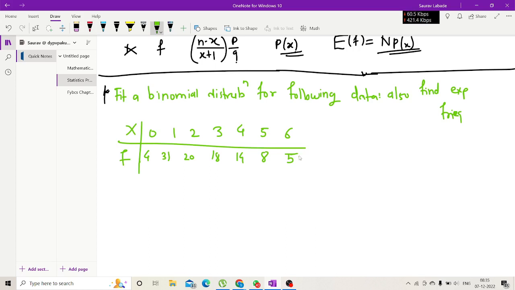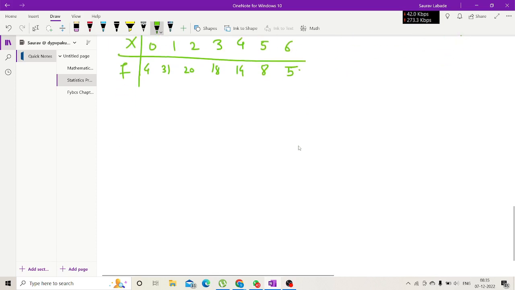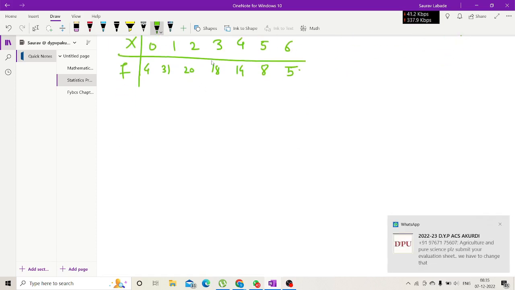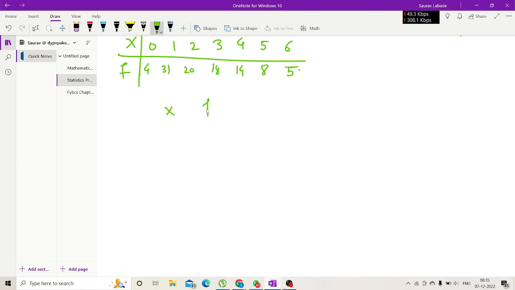So what can I do? Simple thing, you have to just make the columns, that is first find mean and variance from this data. So how can we find the mean? Take values of x, take values of f, take values of xi into fi, and then take the values of xi fi square. Sorry, is it correct? Xi fi square.